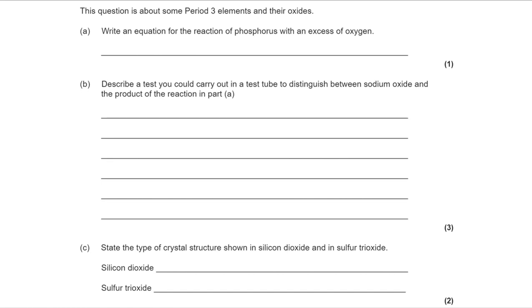This is a question about period 3 and the oxides of them. So it's periodicity, but year 13 periodicity. It goes all the way through to G, so try each question, pausing as you go. Once you've come up with answers, review and see how you did.